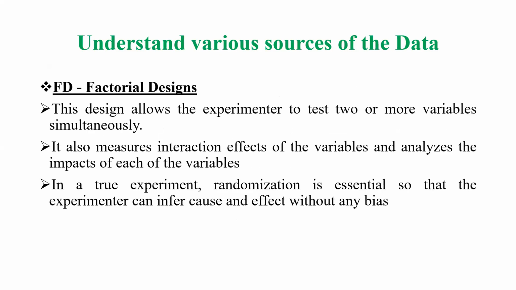And factorial design, the last one of the experimentation. This design allows the experimenter to test 2 or more variables simultaneously. If I want to test multiple variables, it also measures interaction effects of the variables and analyzes the impacts of each of the variables. In a true experiment, randomization is essential so that the experimenter can infer cause and effect without any bias. So this is how you can refer to factorial designs.